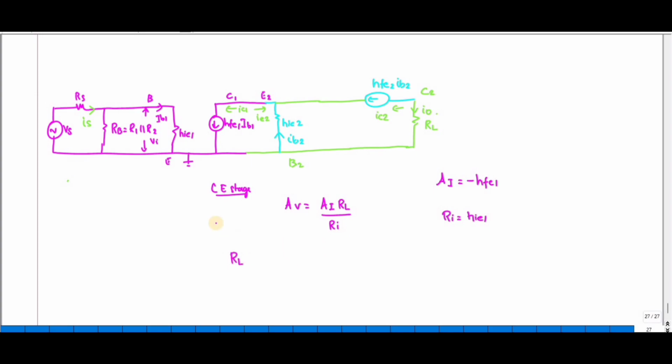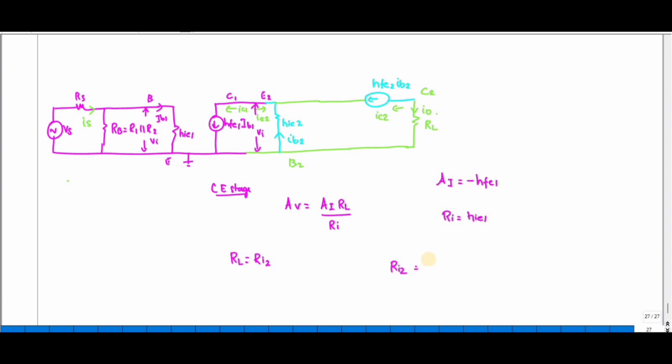Okay. So what is RL? So output resistance here is nothing but the input resistance of the next stage. So this is your VI. Let me term this as VA of this stage, and this is your VA of the common base stage, okay. So RL is nothing but RI2 of this one. So how to determine the value of RI2?